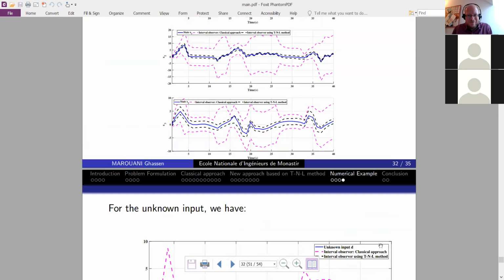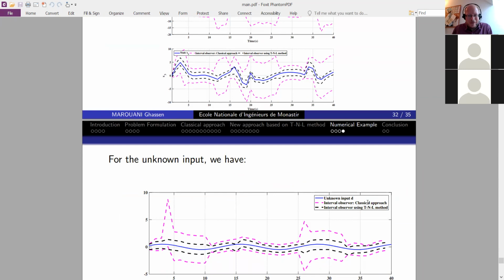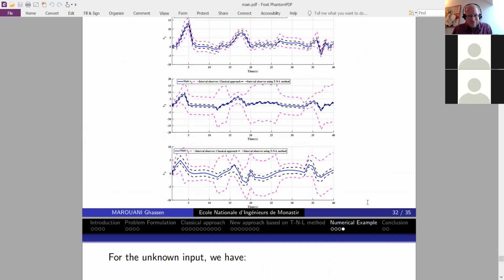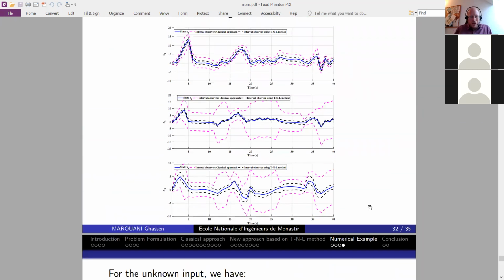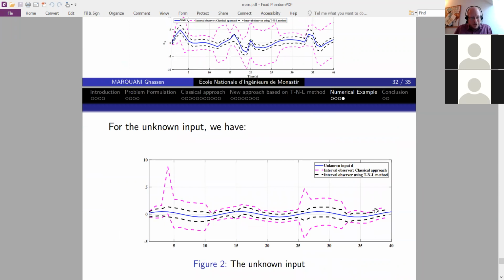Yes, it's true. It's because I assume you have to at least perform some intelligent guessing of non-zero interval bounds at the beginning, such that the true disturbance at k equal to 0 is included.